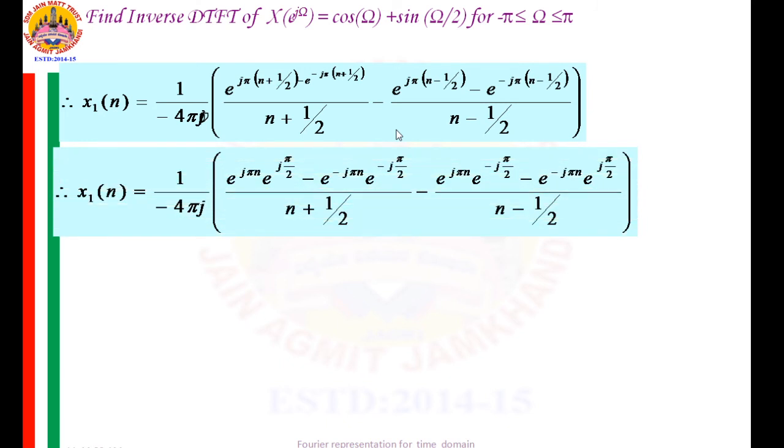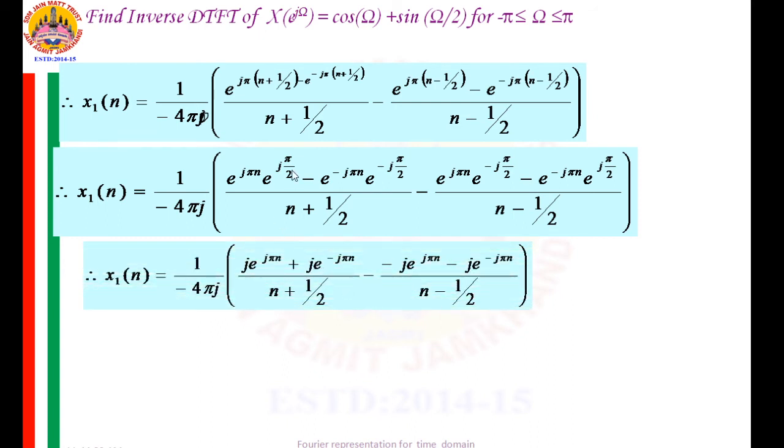Then what we will do is split this and try to evaluate. So this is e raised to j pi n e raised to j pi by 2 minus e raised to minus j pi n e raised to minus j pi by 2, minus e raised to j pi n e raised to minus j pi by 2 minus e raised to minus j pi n e raised to j pi by 2. Now e raised to j pi by 2 is j, so e raised to minus j pi by 2 is minus j, so here plus, and when you take common here j, so you cancel out this in every term here.